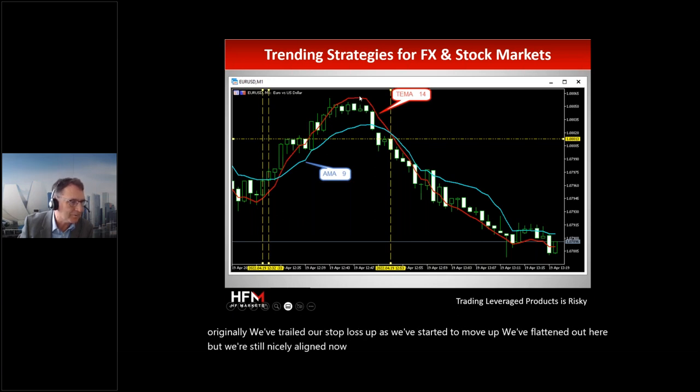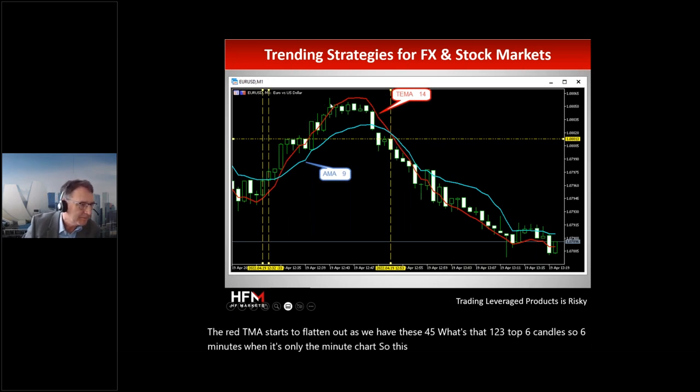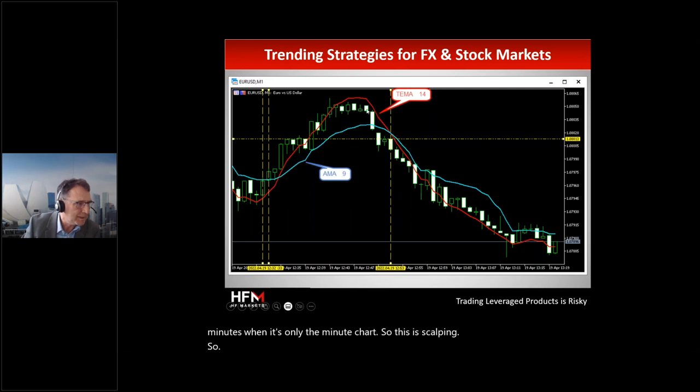We've flattened out. The red TMA starts to flatten out as we have these four, five, what's that? One, two, three, four, six candles. So 6 minutes, right? It's only the minute chart. So this is scalping. So it looks like it may be running out.